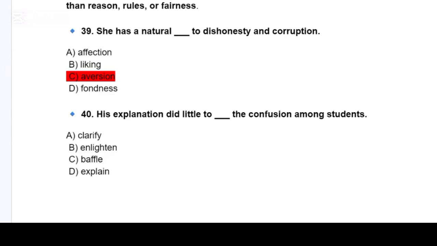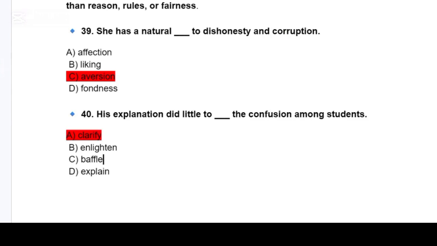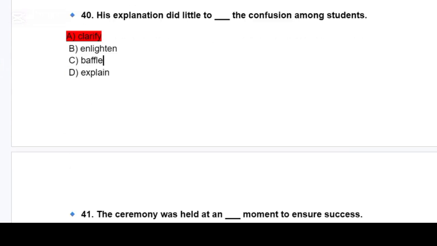His explanation did little to dash the confusion among students. His explanation did little to clarify the confusion, to enlighten, to baffle, or to explain. So obviously to clarify the confusion. Baffle is to perplex or puzzle.